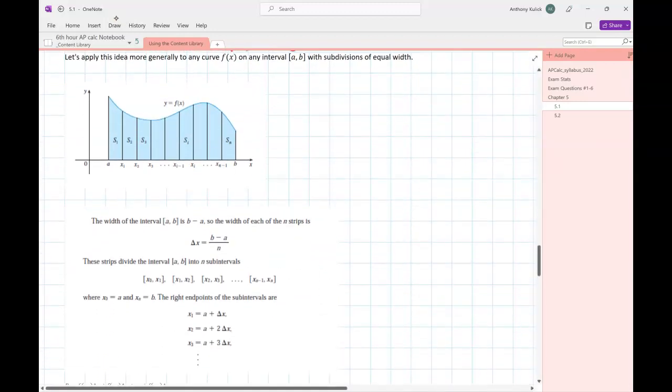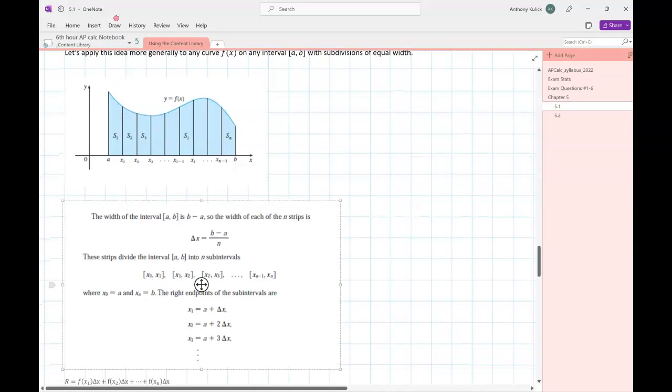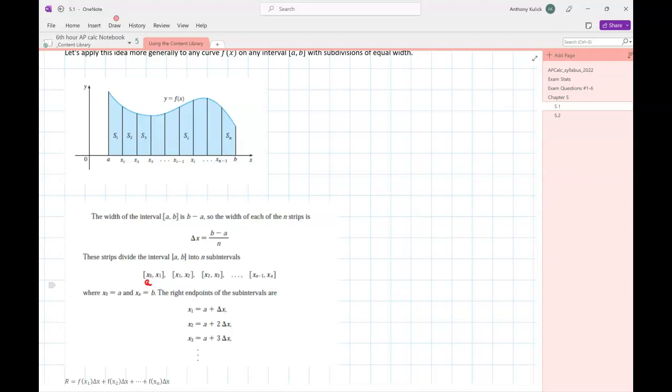So that means the subintervals we're going to be dividing into are x naught to x1, where x naught is just a, and then x1 to x2, x2 to x3, all the way out to xn minus 1 to xn, where xn is just b. Those are the intervals we're going to be using as our bases. Now, each of those intervals has length delta x, right? Everybody's okay with that?